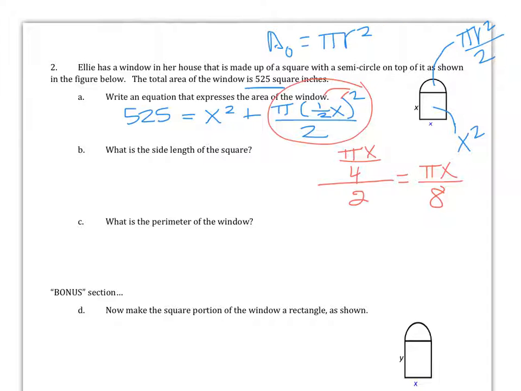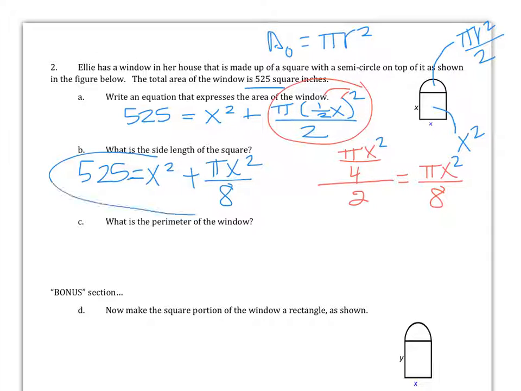So if I wanted to rewrite this area equation, I'll just write it down here. 525 equals x squared plus pi x squared. Sorry, I forgot the squared over here. Pi x squared over 8. All right, so here's our area equation.